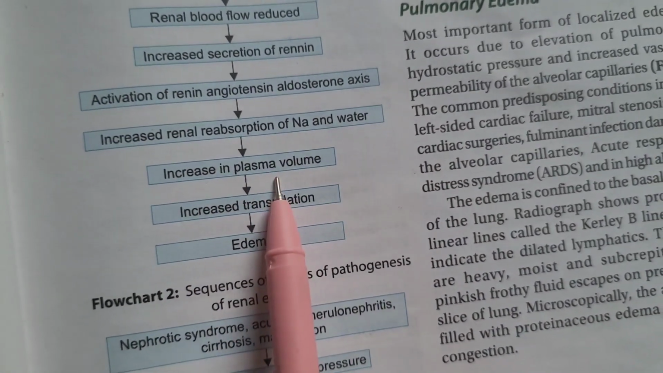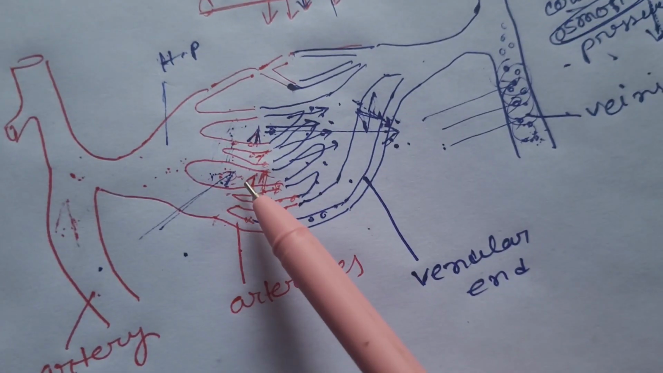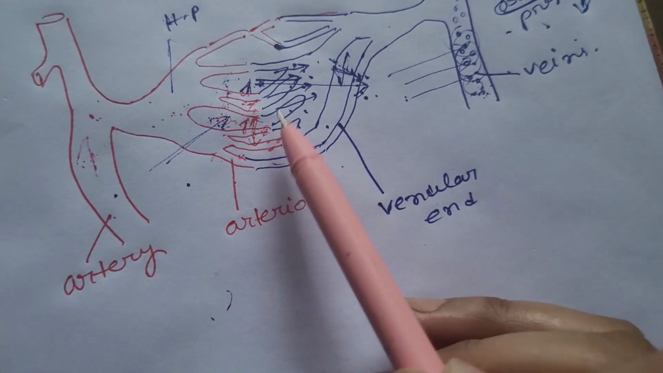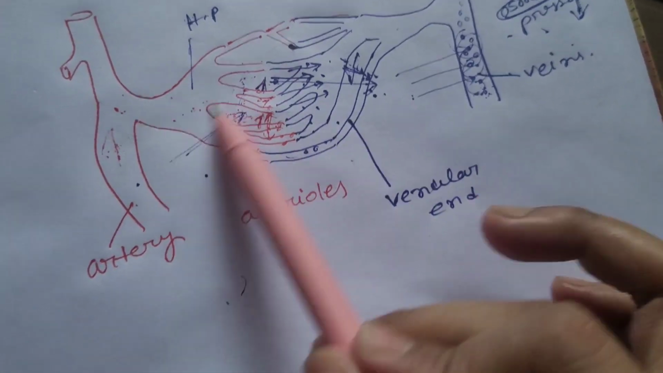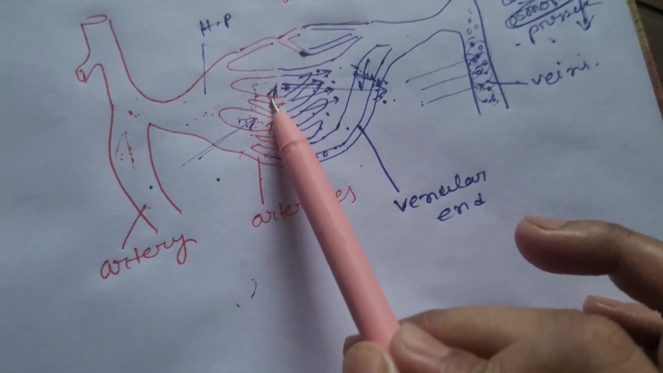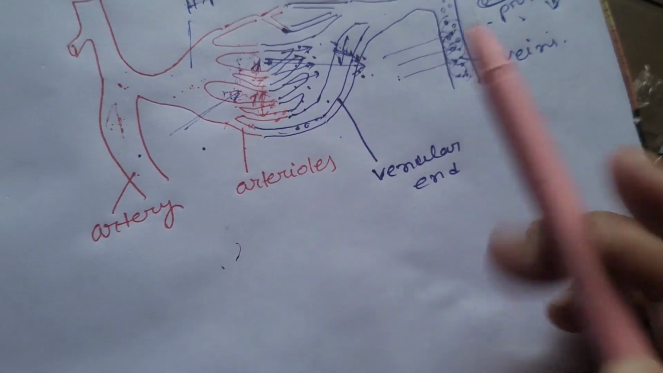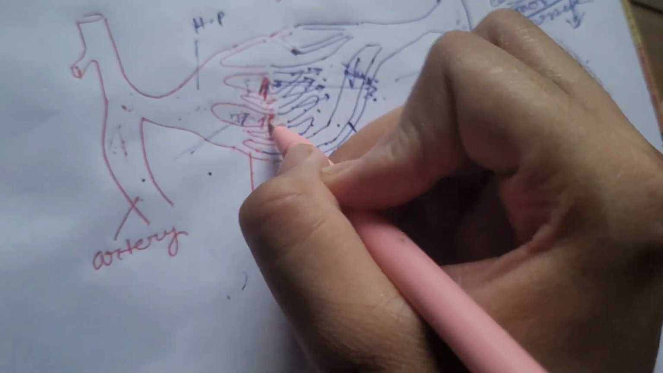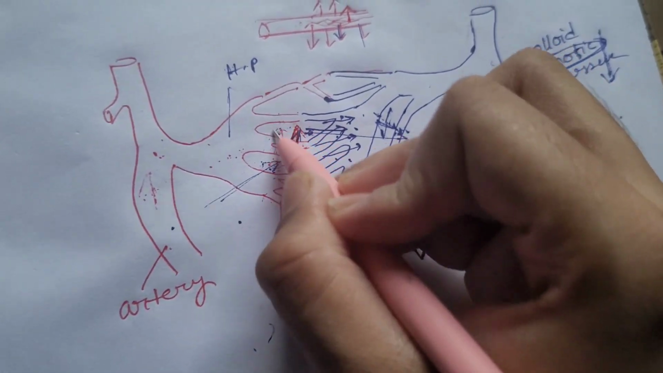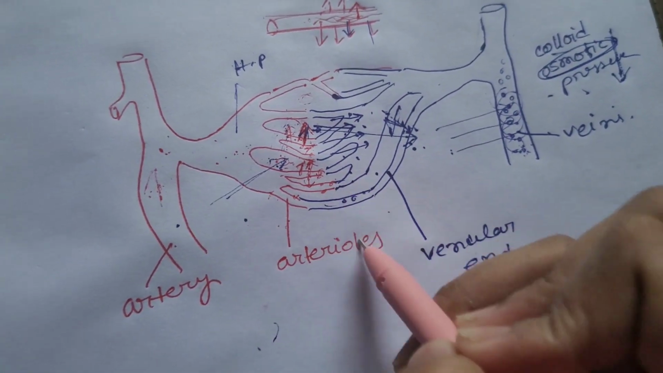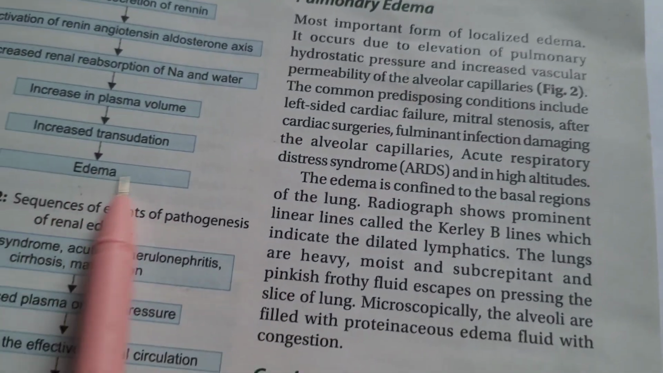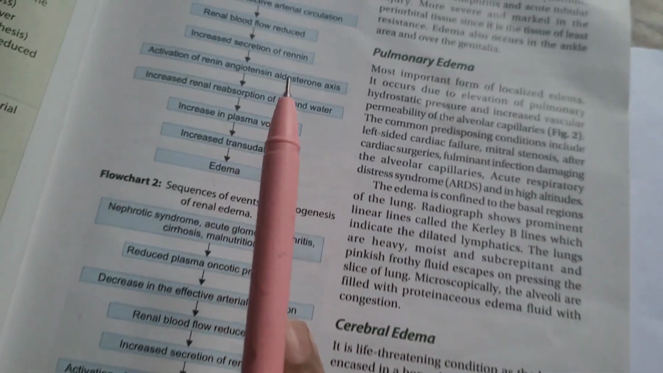If the plasma volume is increased, transudation, meaning escaping of the body fluid, occurs due to increased hydrostatic pressure. Here in the arteries, more plasma is there, so more transudation, more escape of the body fluid at the arteriolar end due to increased hydrostatic pressure. So more transudation, more accumulation of water in the extracellular spaces, which will lead to formation of edema. So this was the pathogenesis of cardiogenic edema.